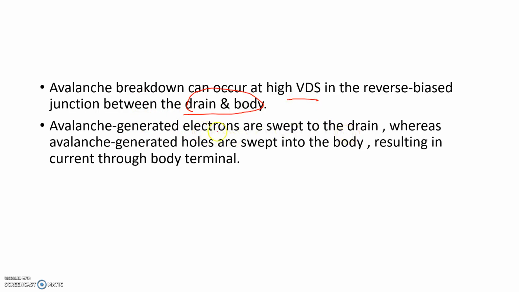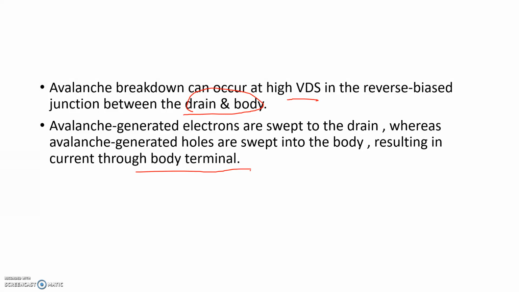Why? You can clearly understand that electrons are negatively charged and we are giving positive potential to the drain, so obviously electrons will be attracted, whereas avalanche generated holes are swept into the body because holes are positively charged and we are applying positive potential in the drain, so holes and drain potential will repel each other, and the holes will come to the substrate, resulting in current through the body terminal. So the question may be twisted like this: how is body current generated? Explain in your own way. You understood this story, you write in your own language, that's all.